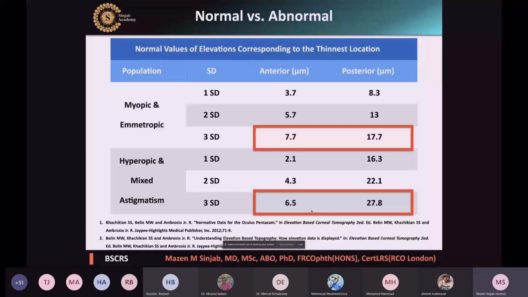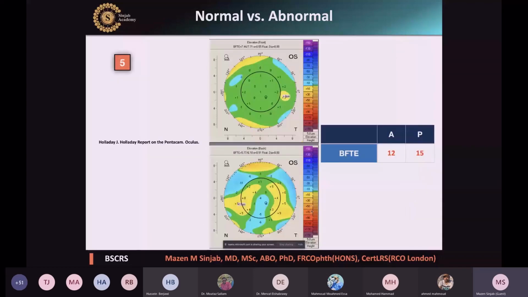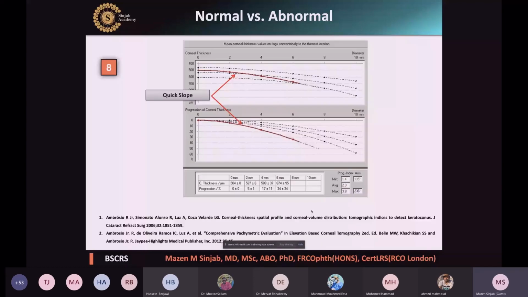And if we are using the best fit toric ellipsoid, then we have to follow what Jack Holladay recommends regarding the anterior surface. Any number within the central 5 millimeters should be less than plus 12, and any number on the posterior surface within the central 5 millimeters should be less than plus 15 microns. So all in plus.